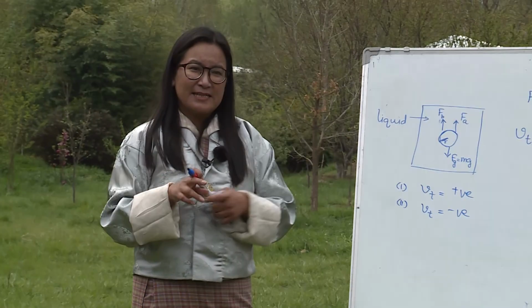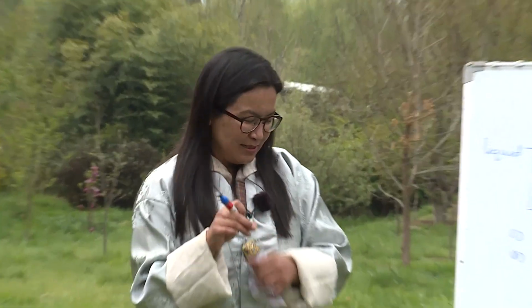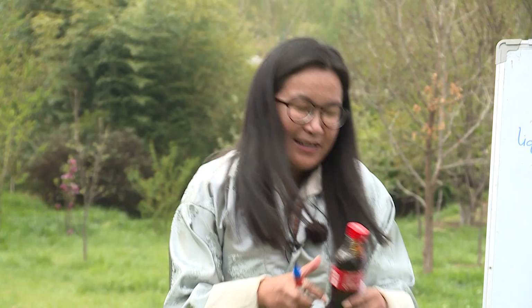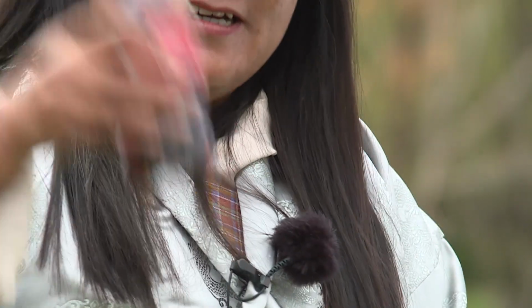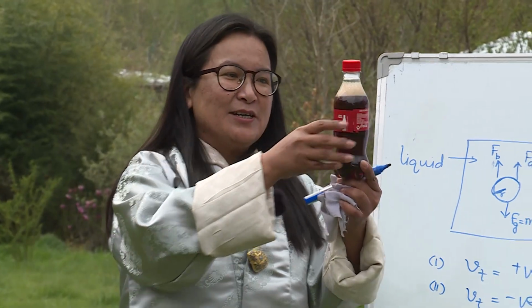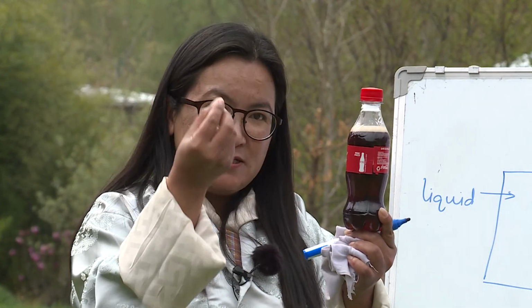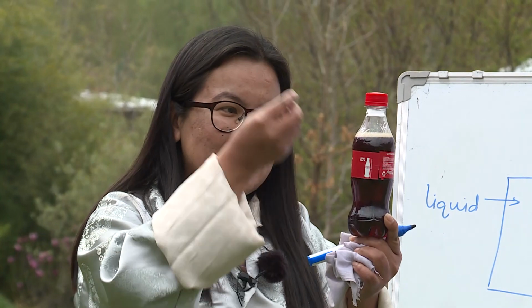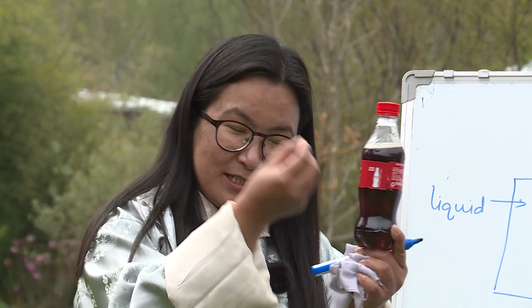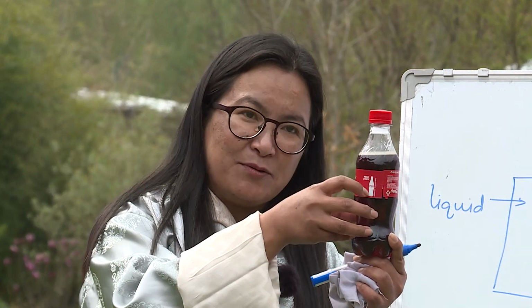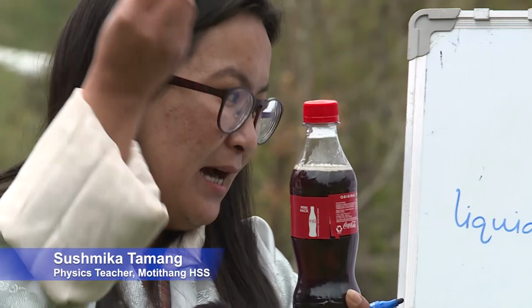Now where does this happen? Where do you see this situation? Here I have one perfect example. If I shake it, you can see the bubbles are going upward. So this means the body, which are the air bubbles, are lighter than the liquid, so that is why it is rising up.